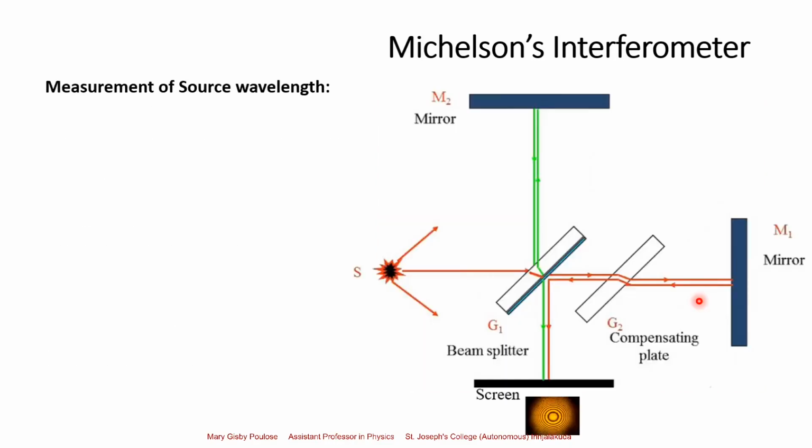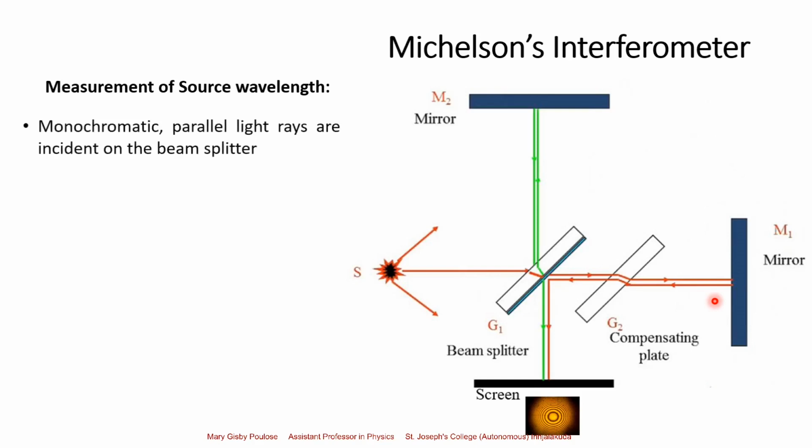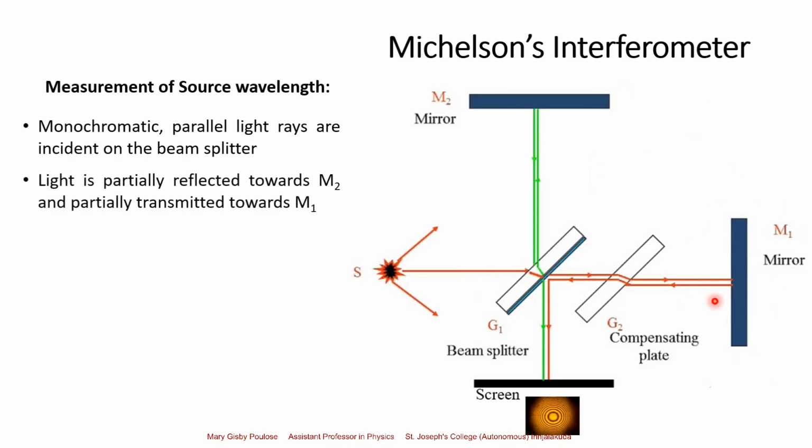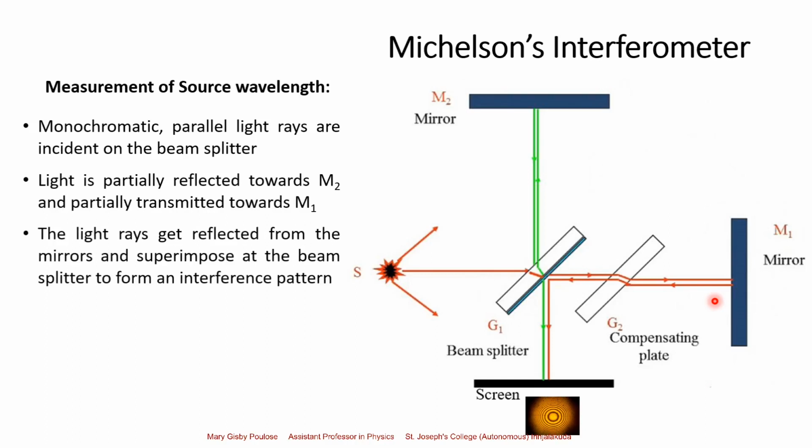Now let us use this Michelson's interferometer to measure the wavelength of the source light used. So we have this apparatus arranged in such a manner. The monochromatic parallel light rays are incident on the beam splitter. Light gets partially reflected towards M2 and partially transmitted towards M1. The light rays then get reflected from the mirrors and superimpose at the beam splitter to form an interference pattern.